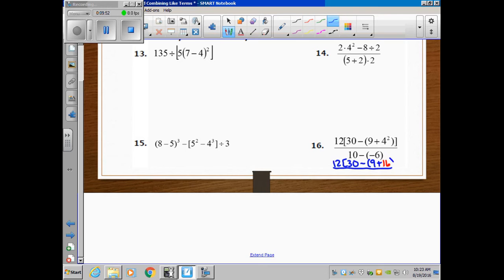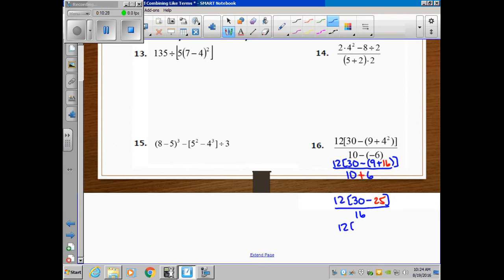Okay, on the bottom, I have 10 minus a negative 6. Double negative is a positive, so the only thing I'm going to change here right now is to make that double negative a positive, and then I go back to the top. We've got 12, and then in box brackets, we have 30 minus 9 plus 16 is 25. And then on the bottom, we have 10 plus 6, which is 16.